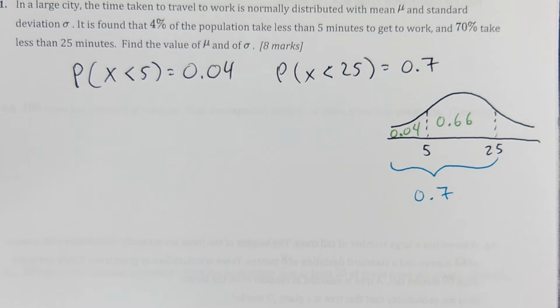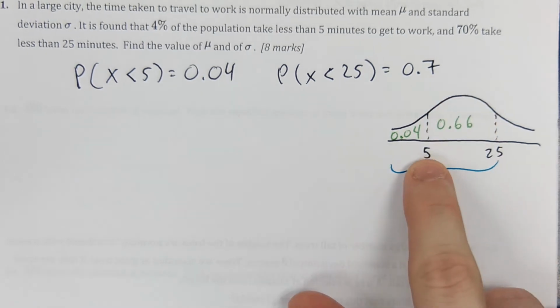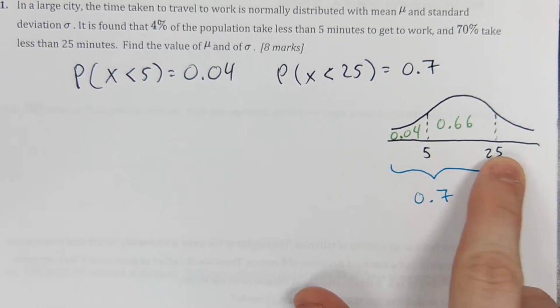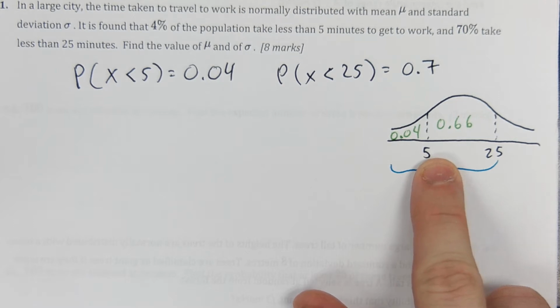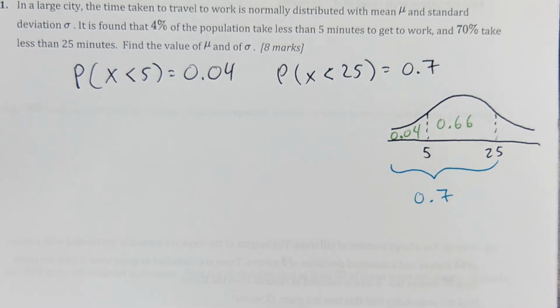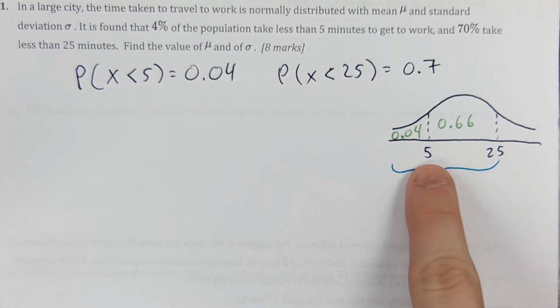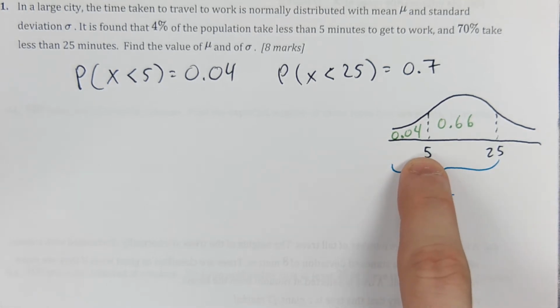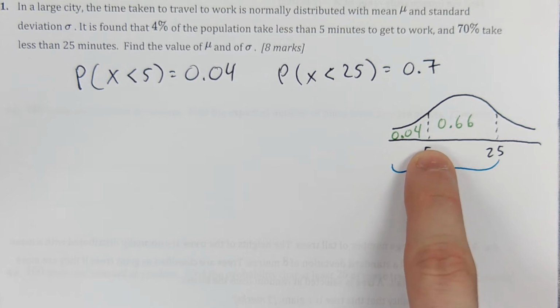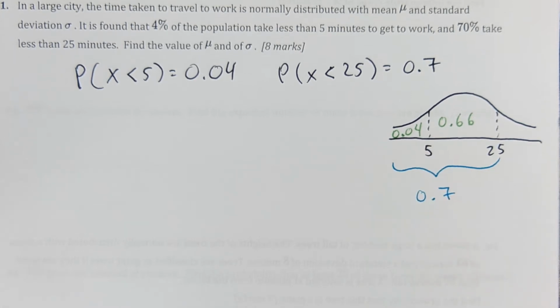We don't know the mean or standard deviation, but we could use the standard normal distribution to figure out what kind of z-score is required to have 0.04 to the left of it. So that's what we're going to do.